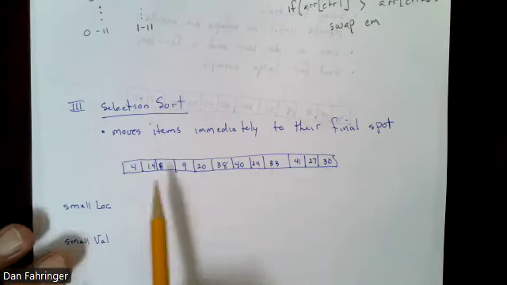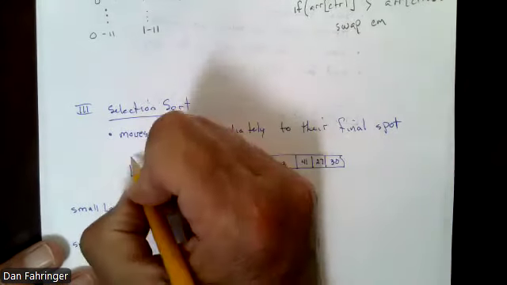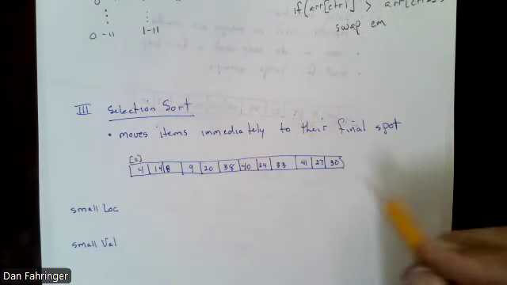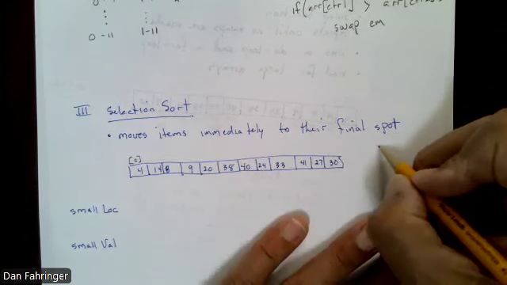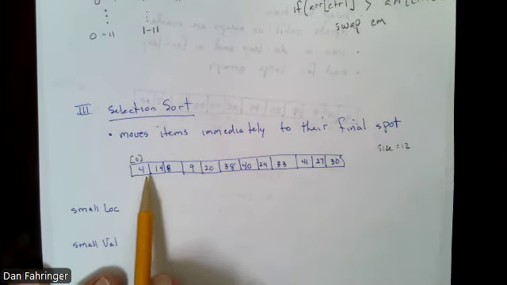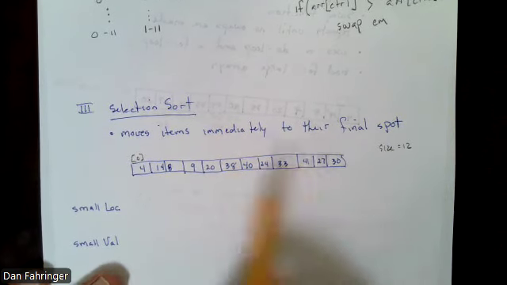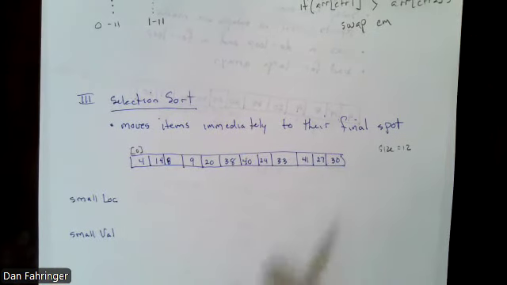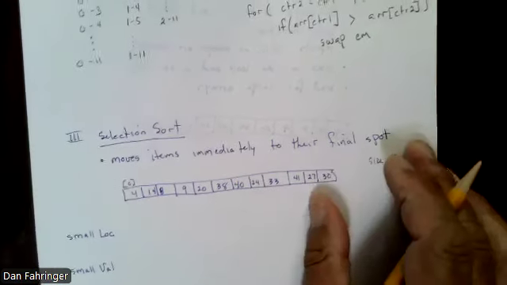I'm thinking I need to go through 0 and all the way up to the end, right? Size is 12 again. I need to go 0 and check with all of them. I need to go 1 and check with 2, all. Okay, so let's see. I'm going to start out with a loop.